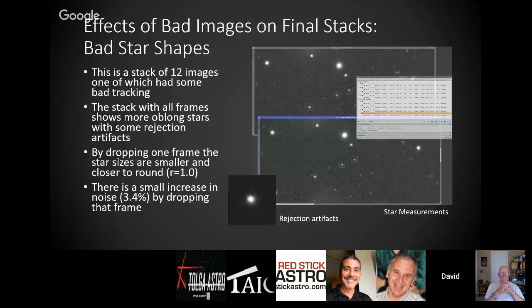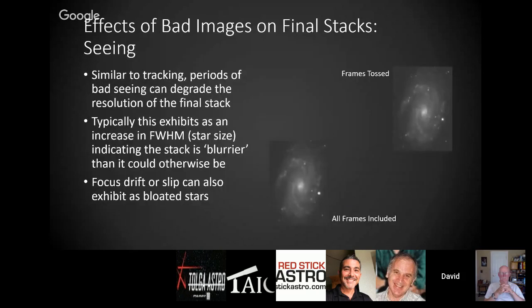There is also a small increase in noise by doing this. I tossed enough subs out of this stack that I didn't have as much data, right? So my signal-to-noise ratio is going to be lower. So there was a slight noise increase, but overall I preferred the result of dropping a couple frames in this particular one. So seeing, or anything that really bloats your stars, can definitely have a sizable effect depending on your data.